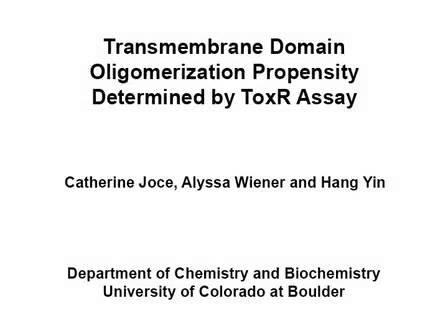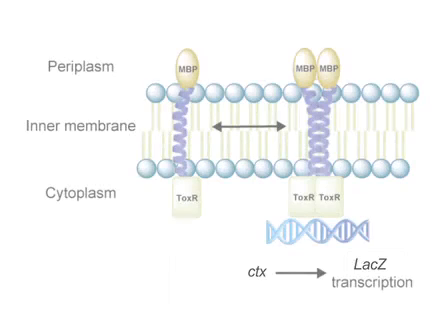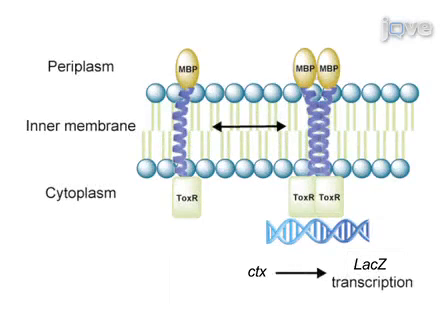The overall goal of the following experiment is to investigate oligomerization propensities of protein transmembrane domains, or TMDs, in a natural membrane environment. This is achieved by expressing the transmembrane domain of interest in E. coli as a chimeric protein with maltose binding protein for localization to the periplasm and ToxR as a transcriptional reporter. Transmembrane domain-induced oligomerization results in dimerization of ToxR and activation of LacZ transcription.